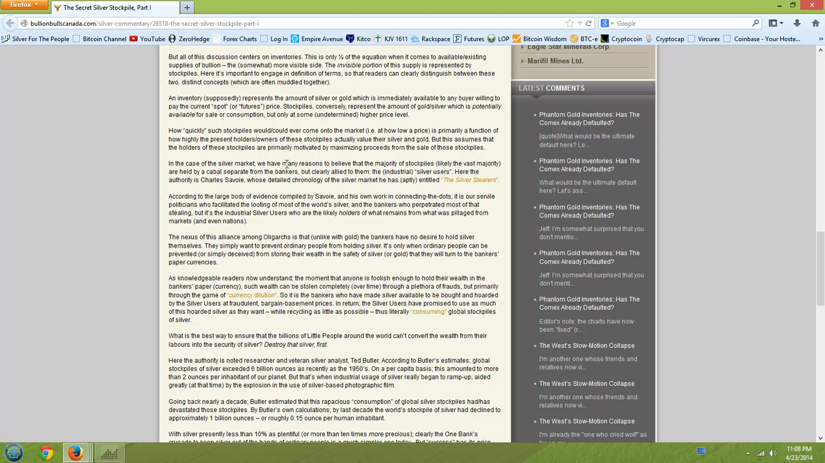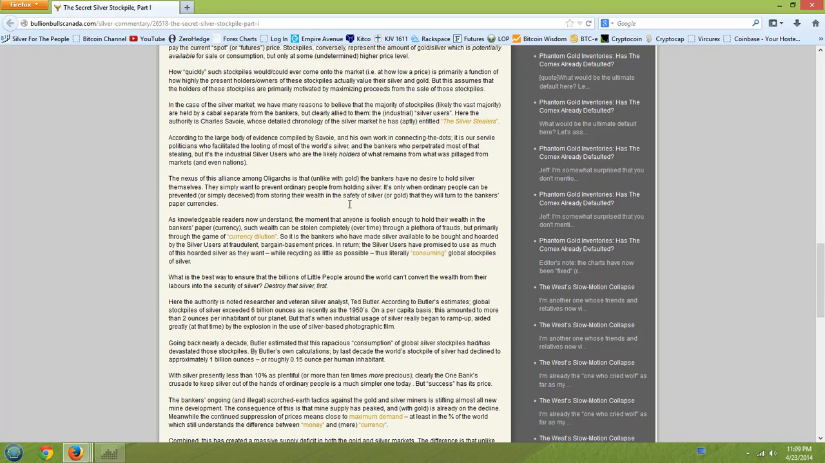But this assumes that the holders of these stockpiles are primarily motivated by maximizing proceeds from the sale of these stockpiles. In the case of the silver market, we have many reasons to believe that the majority of the stockpiles, likely the vast majority, are held by a cabal separate from the bankers, but clearly allied to them, the industrial silver users. Here the authority is Charles Savoy, whose detailed chronology of the silver market he has aptly entitled The Silver Stealers. According to a large body of evidence compiled by Savoy and his own work connecting the dots, it is our servile politicians who facilitated the looting of most of the world's silver and the bankers who perpetrated most of that stealing.